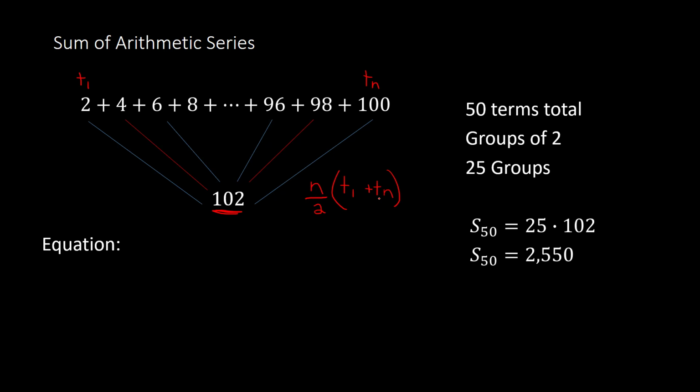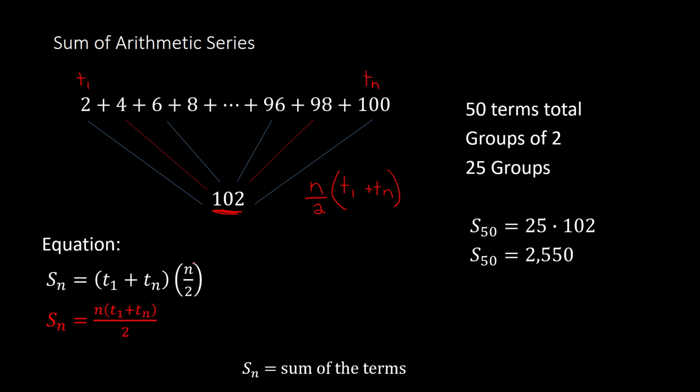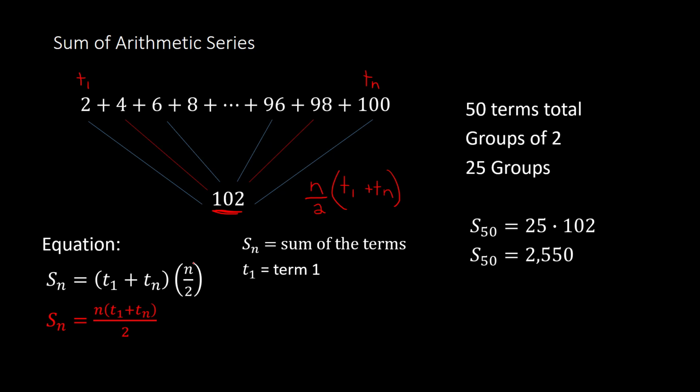So my formula that we can use is S sub n, meaning the sum of whatever number of terms that we'd like, equals the first term plus the last term times n over 2. Or another way we can write this would be putting everything over 2, where you have n times T1 plus Tn over 2. So using this equation, I can solve any arithmetic series. And Sn is the sum of the terms, T1 is term 1, Tn is the last term, and n is the number of terms.